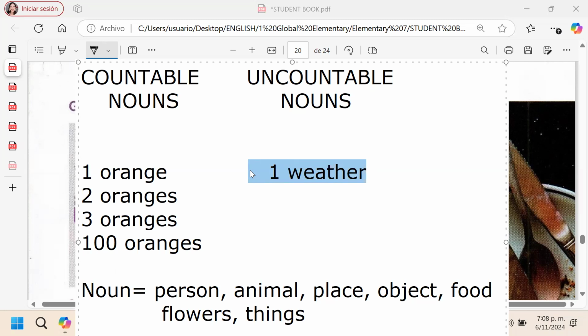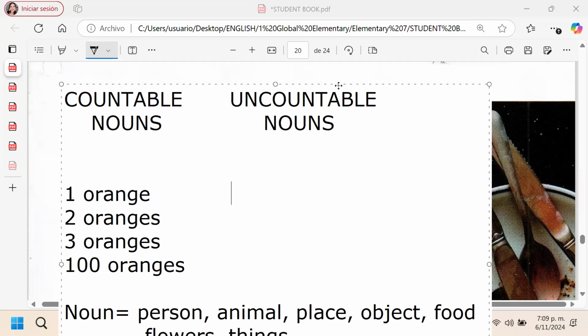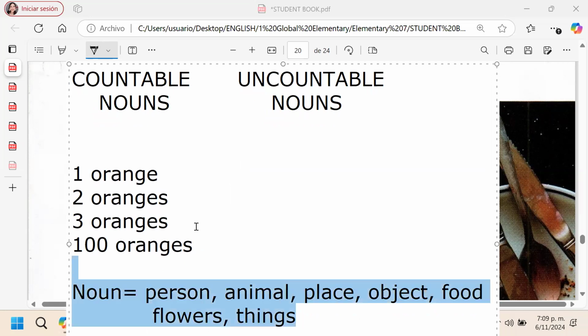Or another example, rice. The rice is also uncountable. Three rices? No, some rice, a lot of rice. Or oil, the drinks, the liquid. So in English we have countable and uncountable, but lo que les quiero mostrar es que no es solo con comida, con cualquier cosa en inglés puede ser contable o incontable. It's not just for food. Okay, we're going to be talking about food, but this is for any noun.